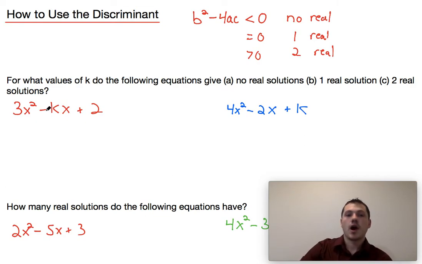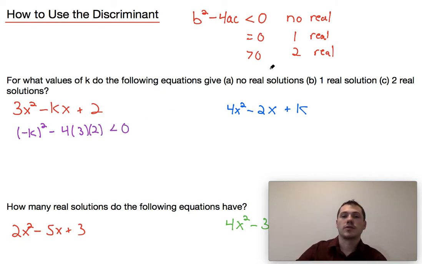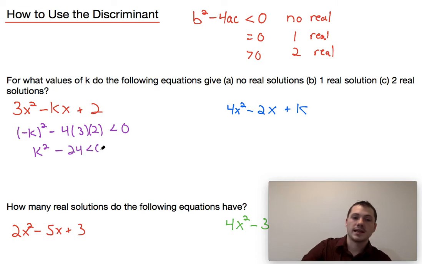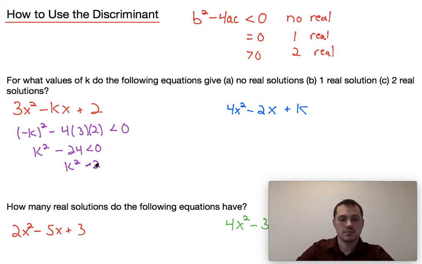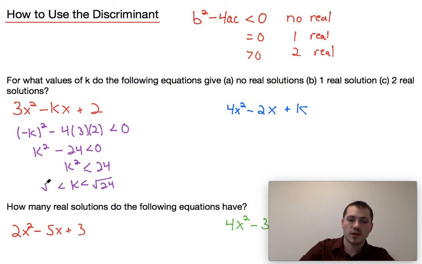To solve this problem here then, our b value is negative k, so negative k squared minus 4 times 3 times 2 would have to be less than 0 in order for us to have no real solutions. So this becomes k squared minus 24 less than 0. Then get k squared is less than 24. And then this would end up giving us k has to be in between the square root of positive 24 and negative square root of 24. More on that in another video on how to deal with inequalities. For now, accept it. Otherwise, I'll refer you to another link in the description below.